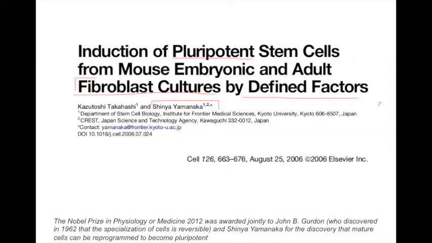And by defined factors, what they're talking about is transcription factors and certain chemicals that we call morphogens, which drive the differentiation of cells across a particular lineage. And down the bottom, just to reinforce this, the Nobel Prize that was awarded in 2012 to Yamanaka and another fellow by the name of John B. Gordon, who actually began work on specialization of cells back in 1962.